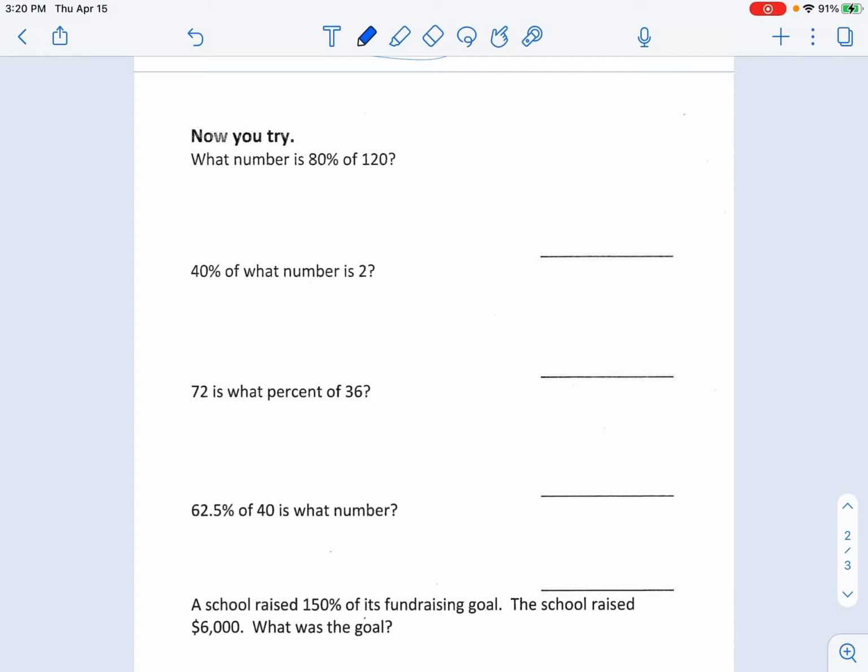So remember, what number means N. Is where your equal sign comes in. Immediately turn the percent into a decimal, so 80% is 0.8. And then of means times 120. Draw your mirror. N is going to stay over here. Go to your calculator and multiply 120 times 8/10. And your calculator should say 96.